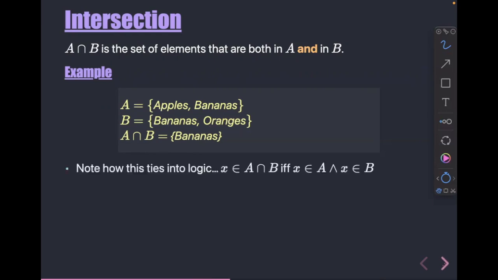You can think about how that ties into your logic, right? X is in the intersection of A and B. That really just means X is in A, and then you can do a logical and, X is in B. So it's not a coincidence that this intersection symbol looks like your logical and, because they're doing something very similar.